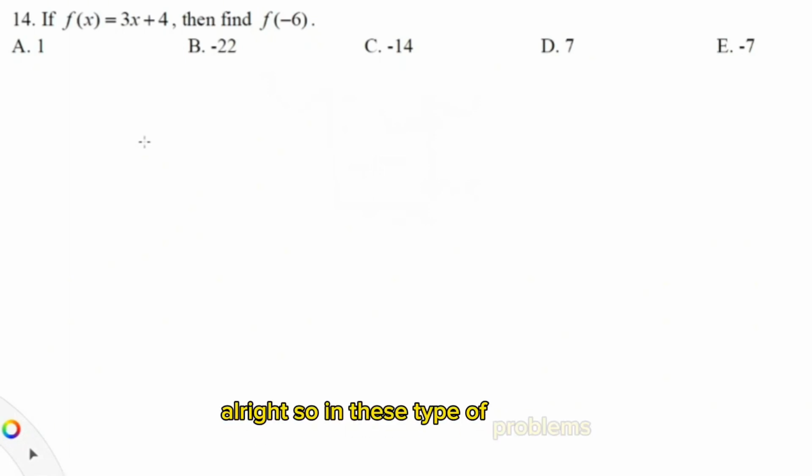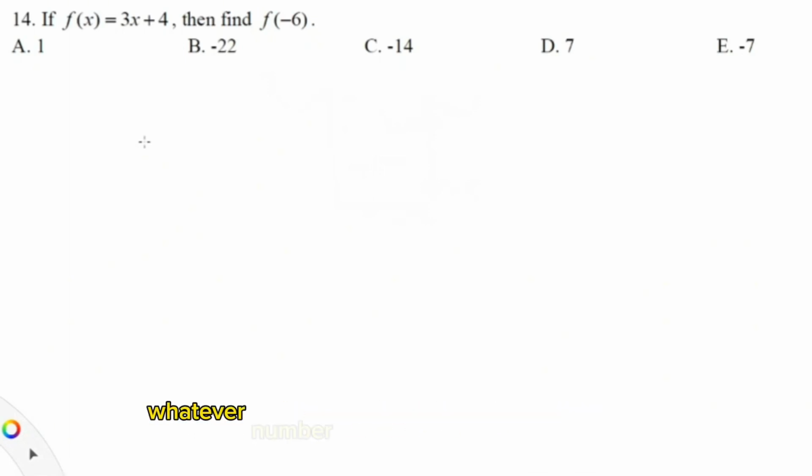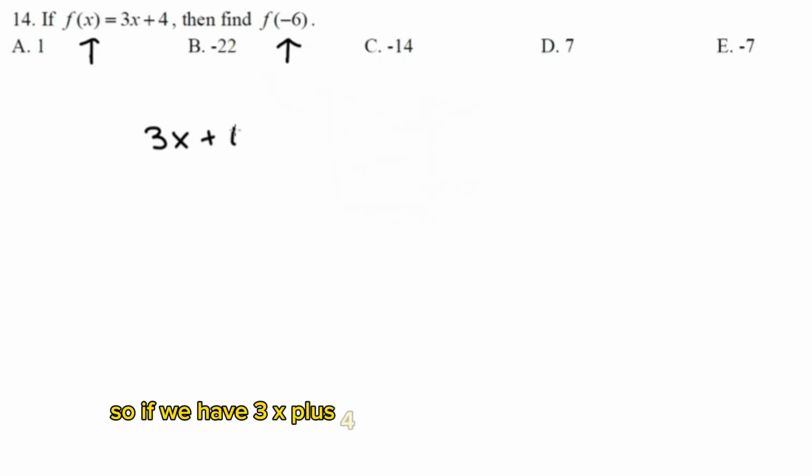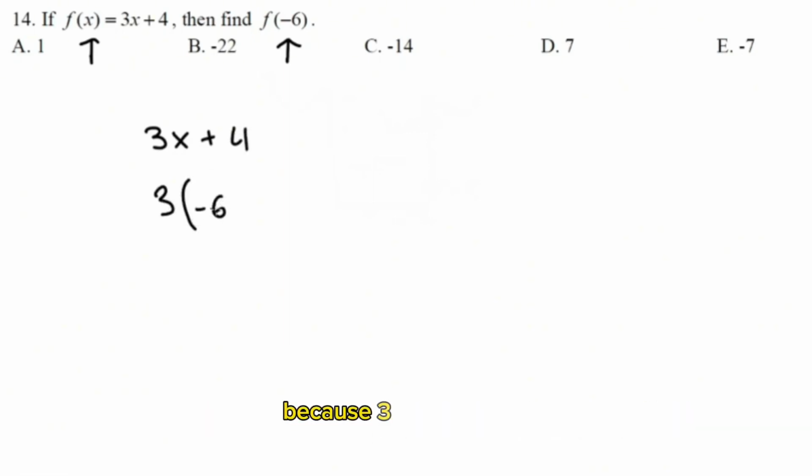Alright, so in these type of problems, all we have to do is, whatever number is given within the parentheses, so in this case, negative 6, we just have to substitute negative 6 in for x. So whatever x appears in this problem, we put negative 6 in its place. So if we have 3x plus 4, that becomes 3 times negative 6, because 3x is just 3 times x. So 3 times negative 6 plus 4.